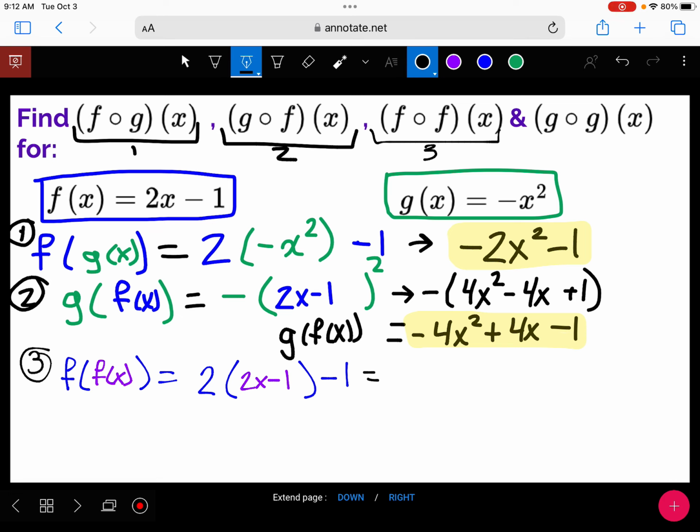So what are we going to do to simplify this? Distribute. So we're going to have 4x minus 2 minus 1. So our answer for f of f of x is 4x minus 3.